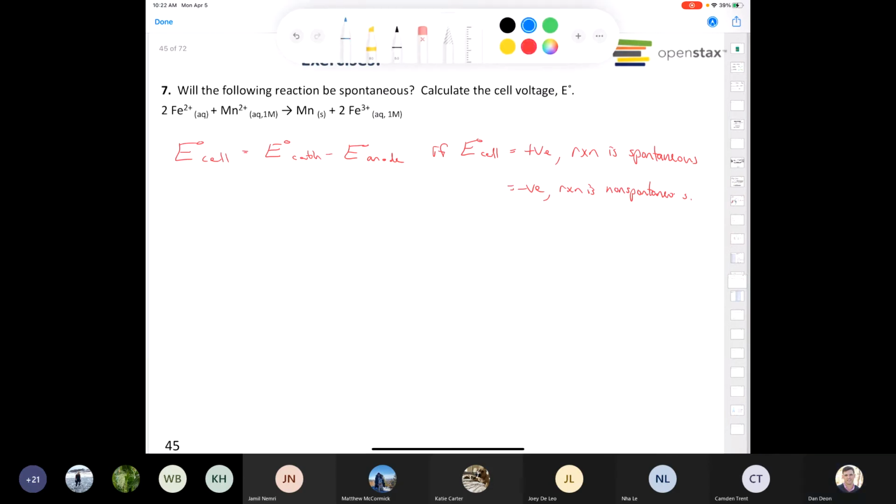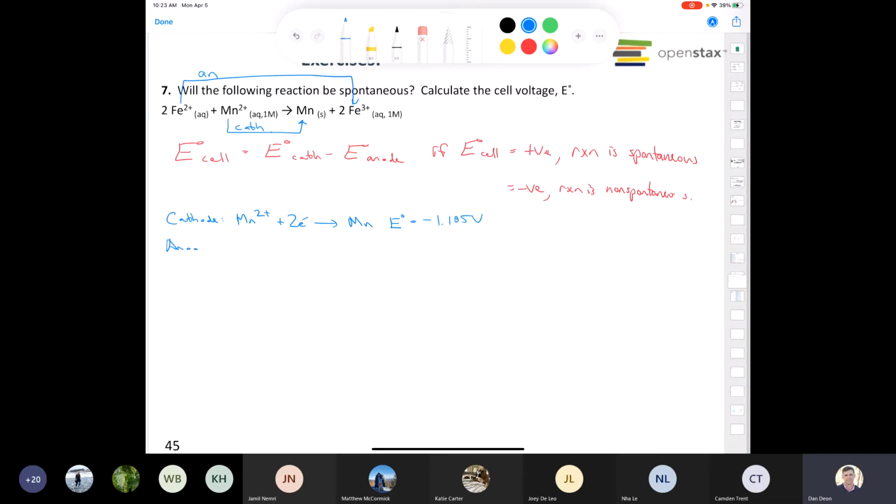Let's take a look. I have my iron being oxidized, so this must be my anode. And I have my manganese being reduced, so this must be my cathode. Now I look up the standard reduction potentials for both of these. For my cathode, I'm not going to refer back to the table, I just looked up the values. I have manganese 2 plus plus 2 electrons. Remember standard reduction. We get manganese. The standard reduction potential is negative 1.185 volts. I must have taken this from our appendix.